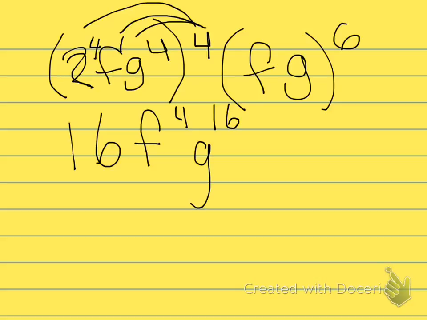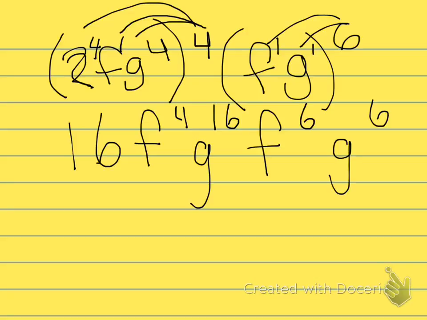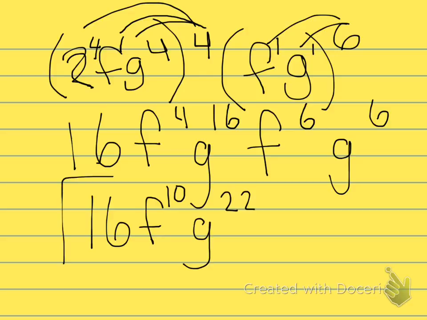And then on the next set of parentheses, you distribute again, so it'd be the ones here, and then 6 times 1 is 6, so then it would be f to the 6th power, then g to the 6th power. Now all you do is combine. So it'd be 16 f, and then 4 plus 6 is 10, and then g, it's 16 plus 6 is 22, and that's it.